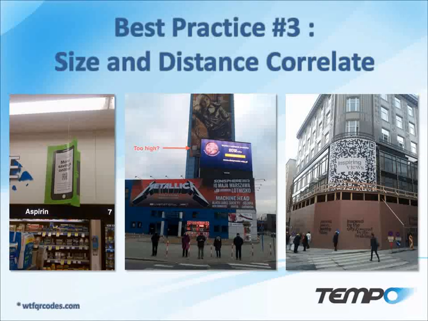In the middle is a billboard with a QR code at the bottom. It's not moving, but it's way too small and far away. And the one on the building on the right is big enough if it weren't curved with a railing in front of it. The question with all of these is, what are they meant to accomplish?